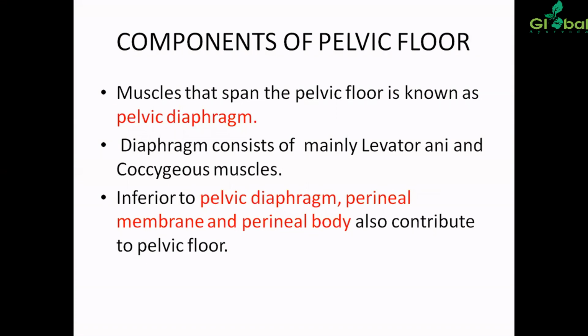Coming to the components of the pelvic floor, the muscles that span the pelvic floor are known as the pelvic diaphragm. The diaphragm consists mainly of the levator ani and coccygeus muscles. Then, inferior to the pelvic diaphragm, the perineal membrane and perineal body also contribute to the pelvic floor. That means the pelvic floor consists mainly of the levator ani, coccygeus muscles, perineal membrane, and perineal body.